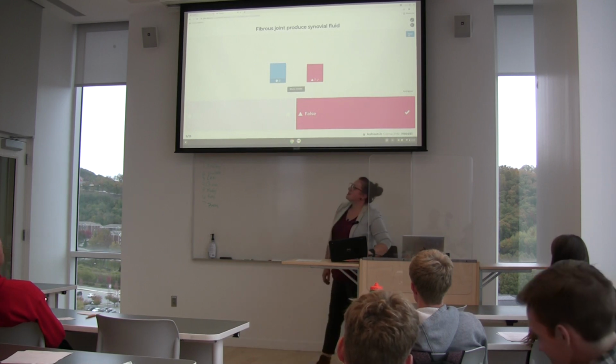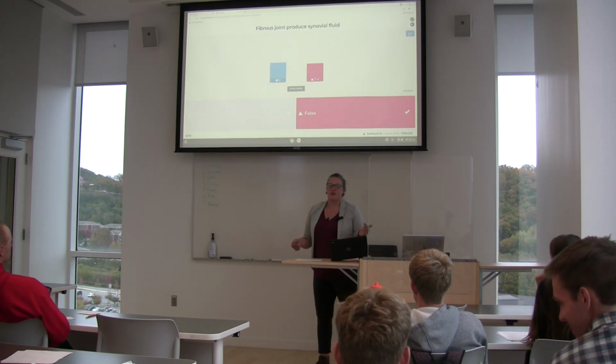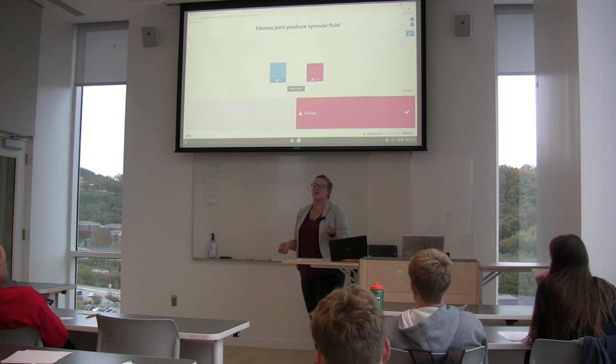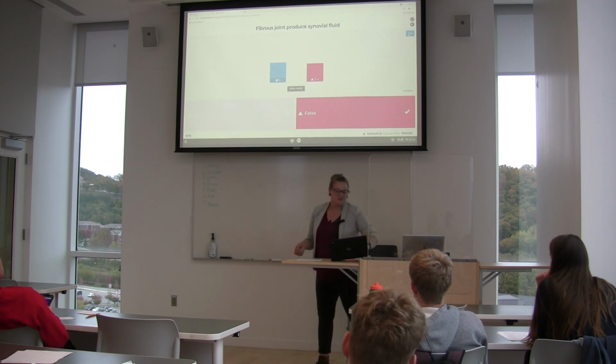So fibrous joints are the ones that don't provide a lot of movement. Our synovial joints are the ones that actually produce the fluid that helps cushion our bones.